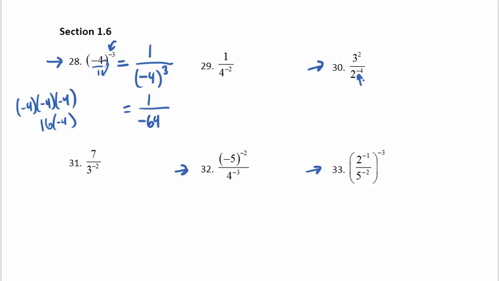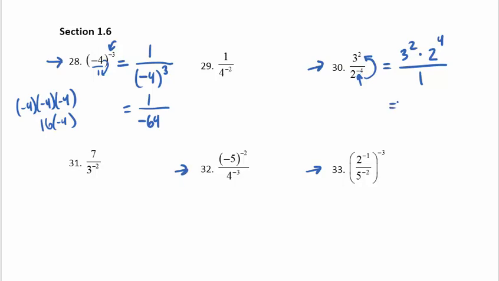And if you notice, this 3 is not to a negative exponent at all. So that 3 to the second power is going to stay exactly where it is. What we want to do, though, to get rid of this negative exponent down here, is move that to the numerator. So it would look like this. 3 squared times 2 to the positive fourth power, all over 1 because I don't have any other numbers left down here in the denominator.